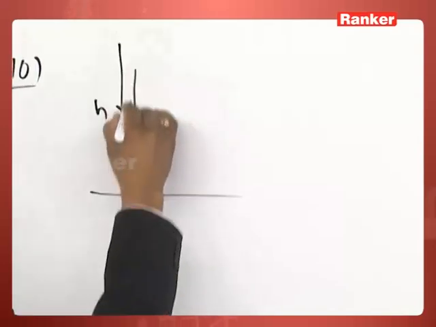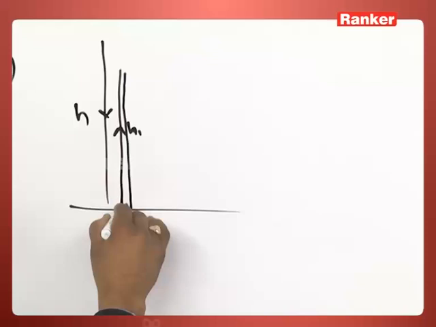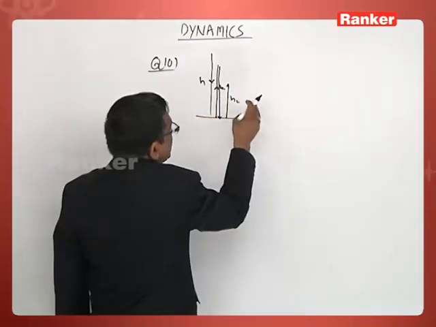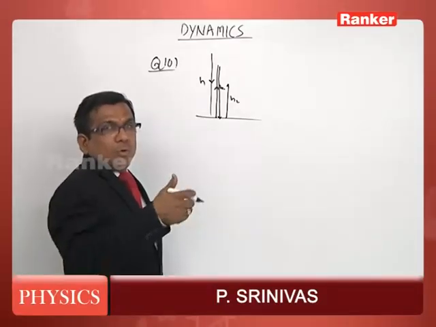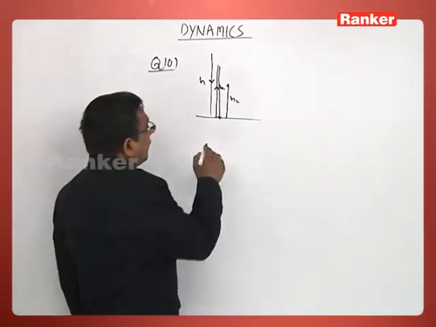First it rebounds and rises to some height h1, again falls from there and rebounds to a height h2. Like in every bounce, what happens to the height? It decreases. Now here, rebounding twice, you have to calculate the height. Here also you have to remember a general formula.